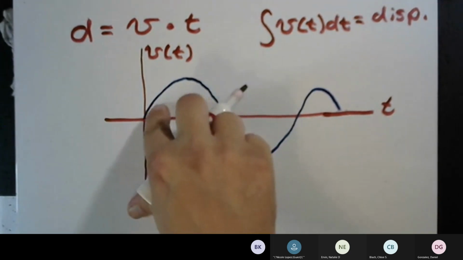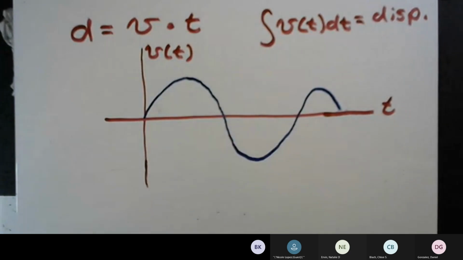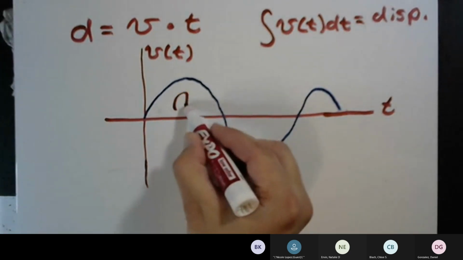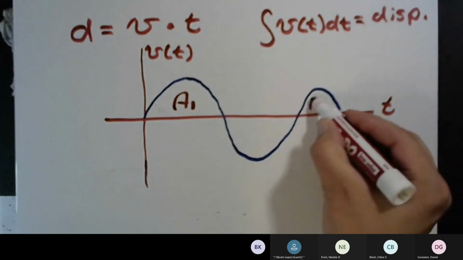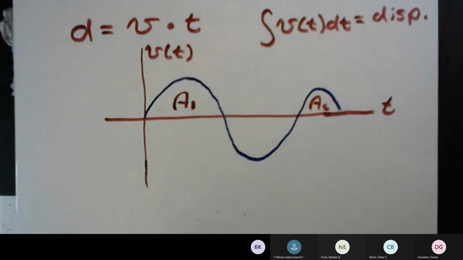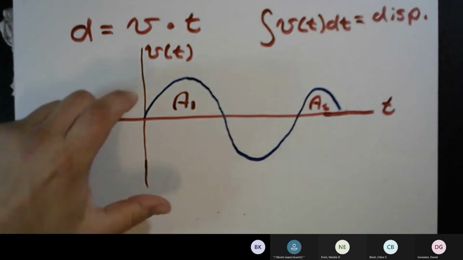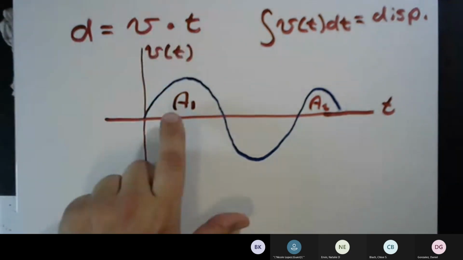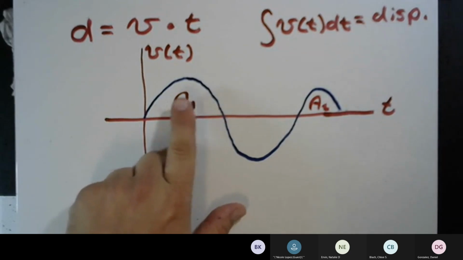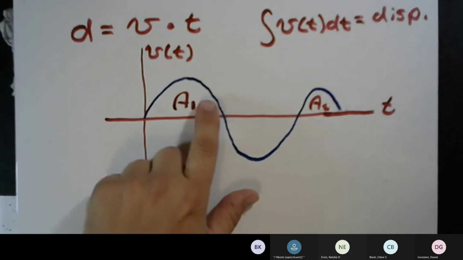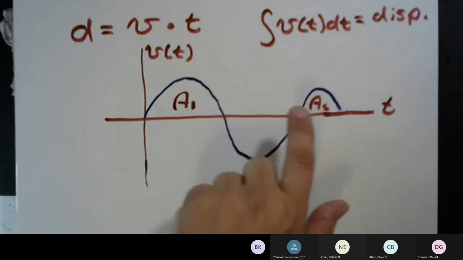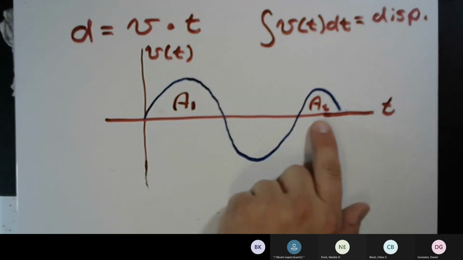So we could say this is area 1 and this is area 2. You can think of area again as roughly velocity times time. So this area is going to be roughly a velocity times time. The area will tell you how far you've traveled away from where you started. This is additional distance that you've traveled away from where you started.